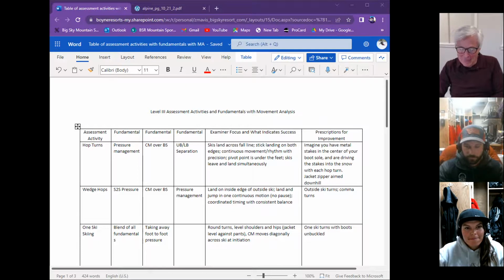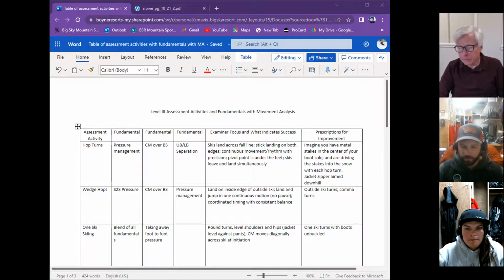But then number two, kind of the same sort of question. If you saw somebody, what would you see in a candidate or candidates that would say, let's do some wedge hops, not so much hop turns? Yeah, I'll go ahead and jump in on that one. I actually personally prefer wedge hops to hop turns. That's a personal bias. I'm not going to say that across the board they're better.